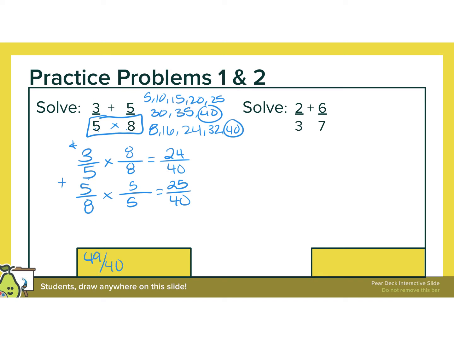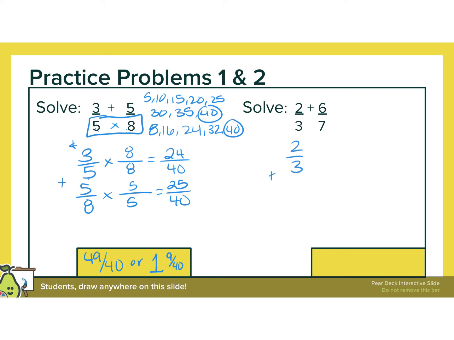You can leave it like that. You will get full credit if you leave it as an improper fraction, okay? But if you know how to turn it into a mixed number, you can do that as well. So 40 goes into 49 once, and then you have 9/40 left over.